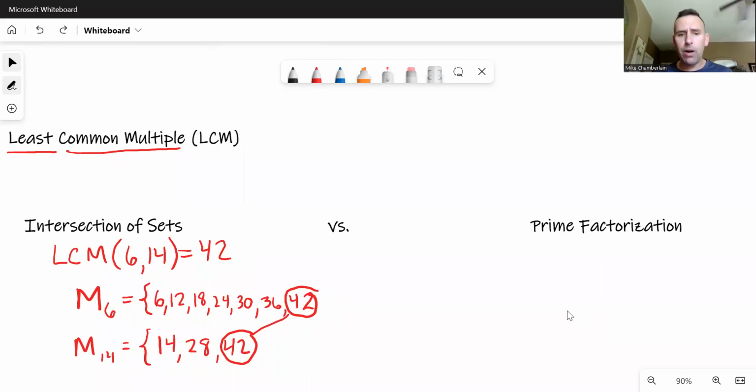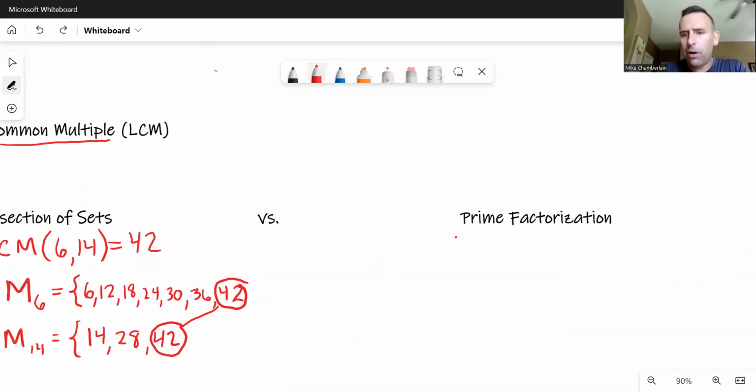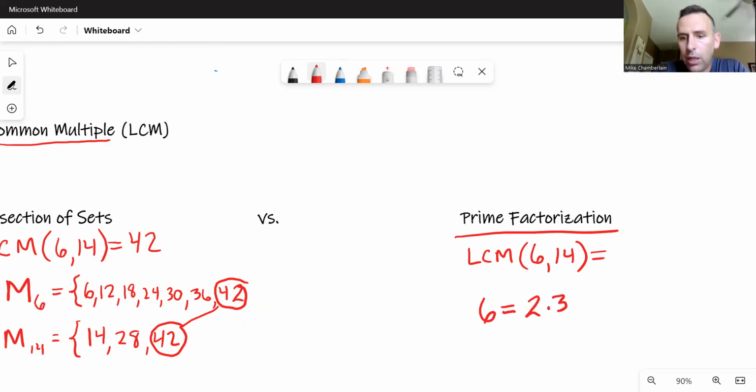Let's take a look, though, at the prime factorization method and compare. Prime factorization is just kind of what it sounds like. You have to look at the prime factors. So if you want the LCM of 6 and 14, you first list the prime factors of each. 6 is made up of 2 times 3, and 14 is made up of 2 times 7.